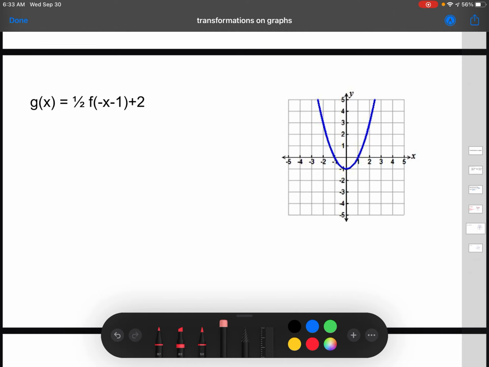Our next graph. So we start in the middle. First thing that happened to x is that it's negative. So we reflect the y, or sorry, go back. So negative x, we have to factor it first. So factor out the negative 1. It would be x plus 1 here.